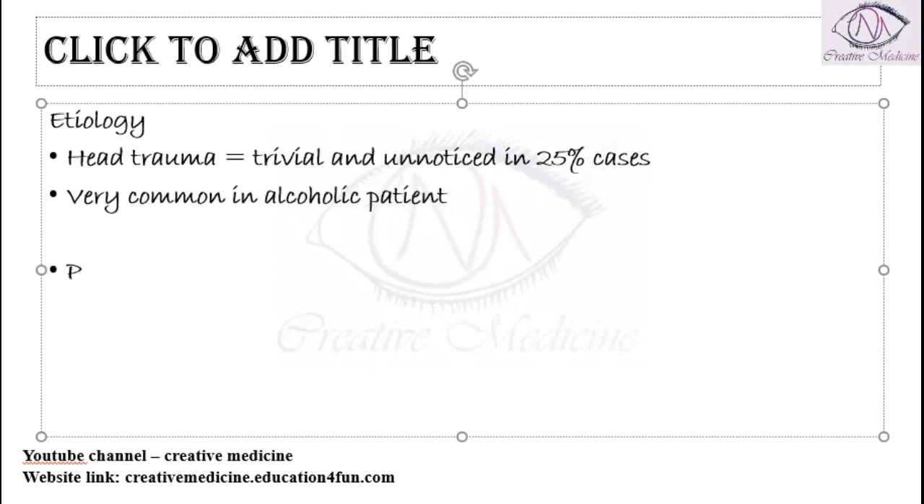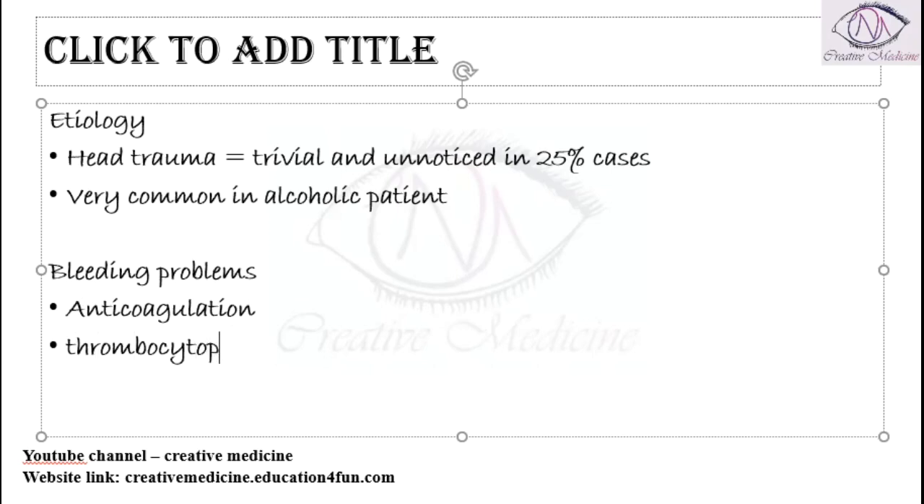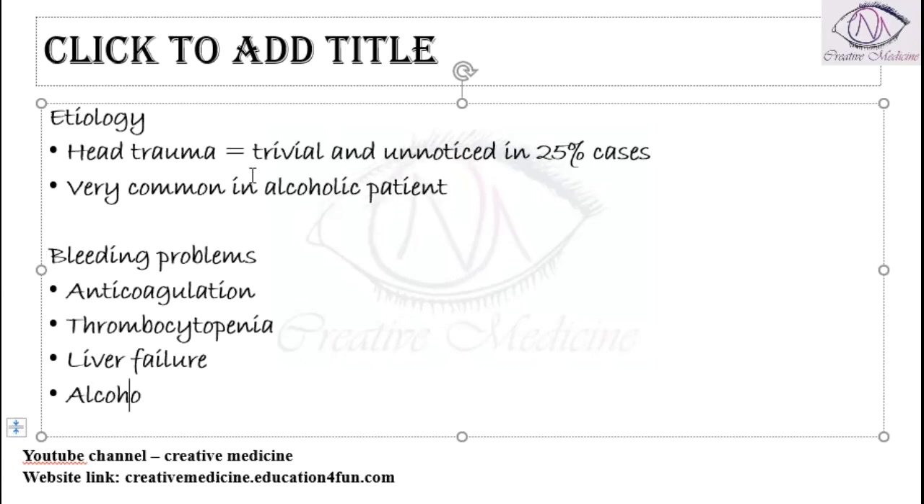It is also seen in patients with bleeding problems. Bleeding problems include whenever the patient is on anticoagulation, then there is an increased chance of bleeding. If the patient has low platelets, like thrombocytopenia, then clot formation will be defective, leading to subdural hematoma. Or if the patient has liver failure, the liver is the one which produces clotting factors. In liver failure, fewer clotting factors are produced, resulting in subdural hematoma.